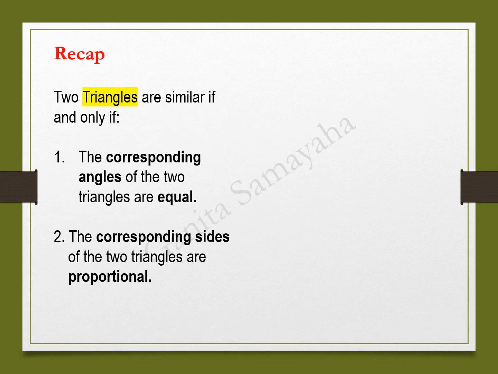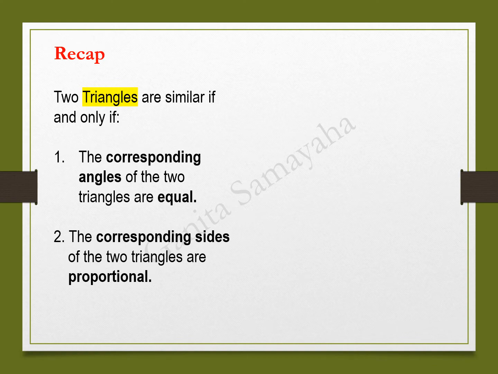Let us take a quick recap on what we have learned. Yes, I have told it a number of times, repeated. I'm sure all of you have got it also. Let us just say it once. Two triangles are similar if and only if the corresponding angles of the two triangles are equal and the corresponding sides of the two triangles are proportional.